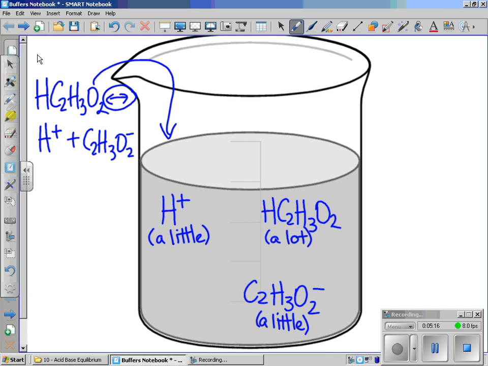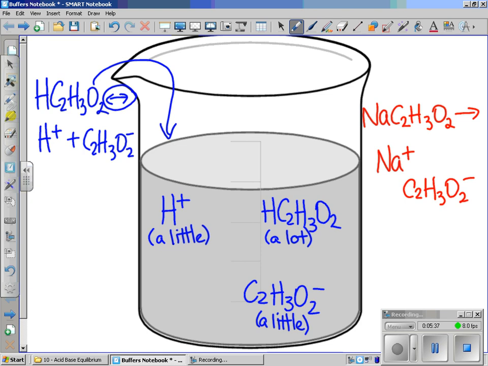To make it a buffer, we then need to put a salt in. So the salt we're going to put in has to be something that shares a common ion. The one we're going to use is going to be sodium acetate. Okay, sodium acetate. We know it's a salt, starts with a metal, right? So it completely breaks up into Na plus and C2H3O2 minus. Completely breaks up though, right?